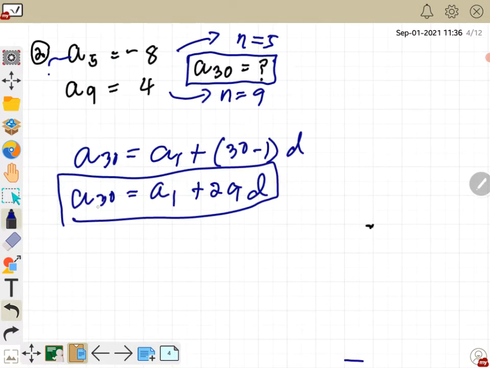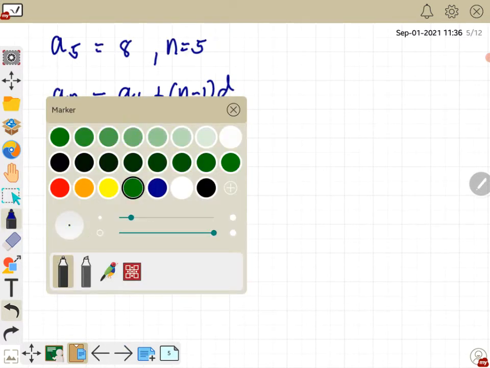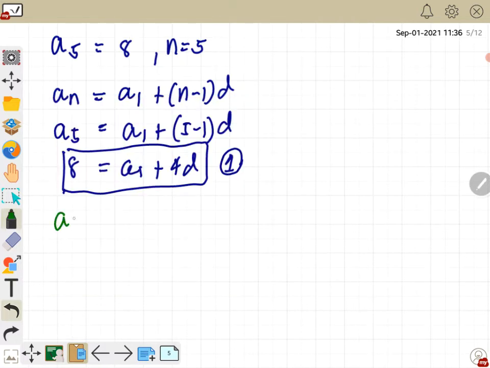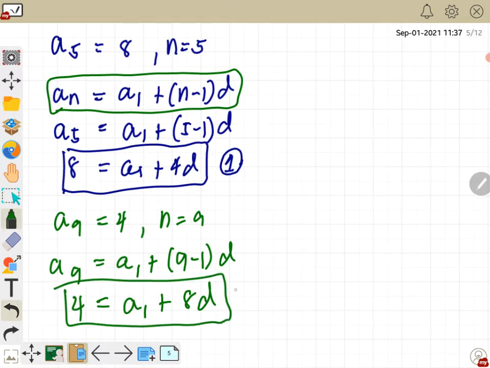Then again, we'll use this information again. A sub 9 equals 4, that is apparently n equals 9. So we say a sub 9 equals a sub 1, using the same equation here, the general term of the sequence, plus 9 minus 1 times d. So apparently our a sub 9 is simply 4, sorry. So we have a sub 1 plus 8d. And this is our equation 2.